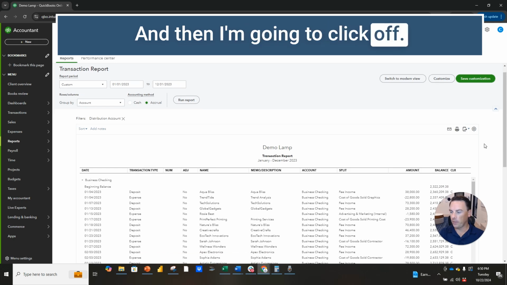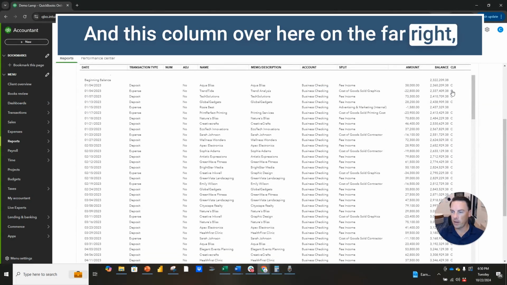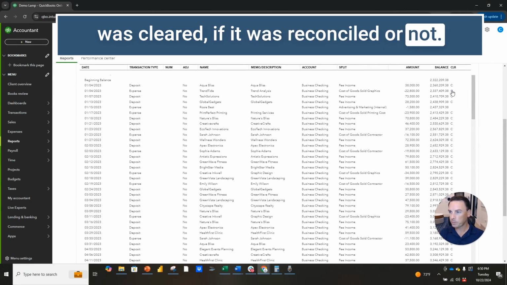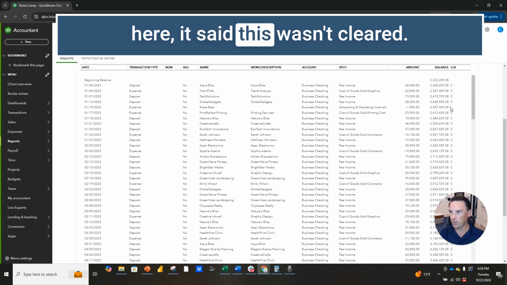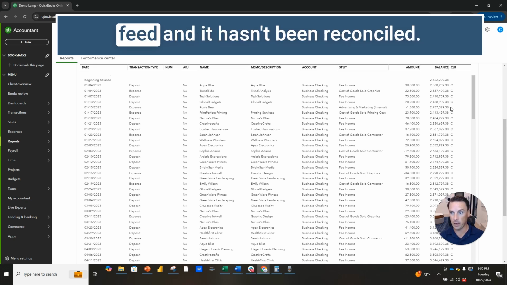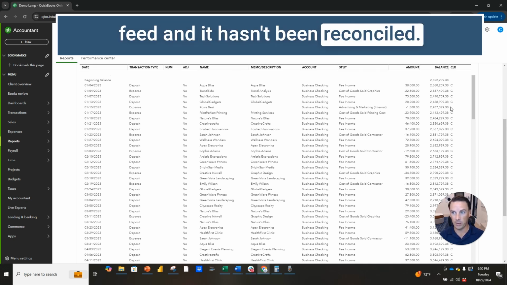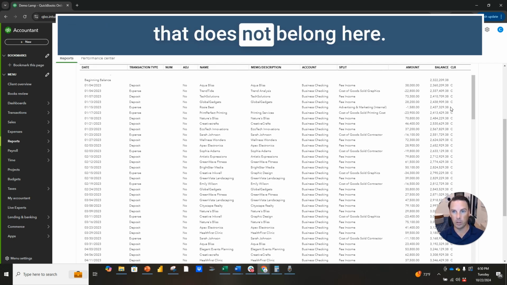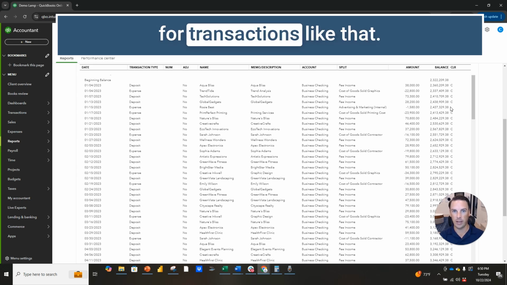Then I'm going to click off, and this column over here on the far right is going to tell me if the transaction was cleared, if it was reconciled or not. So something like this right here. This wasn't cleared, so it didn't come through the bank feed, and it hasn't been reconciled. This may be an extra transaction. This may be something that does not belong here. So I'm going to be looking for transactions like that.